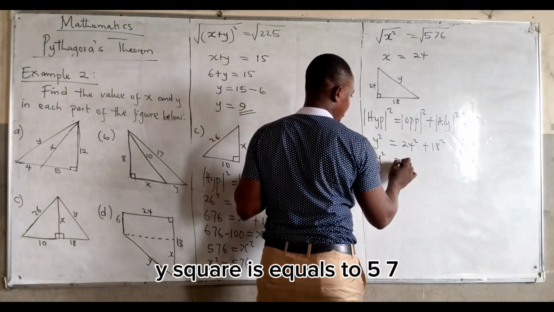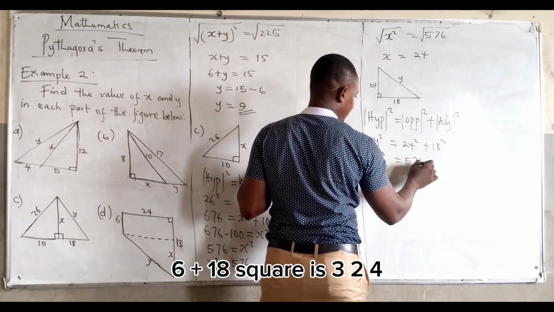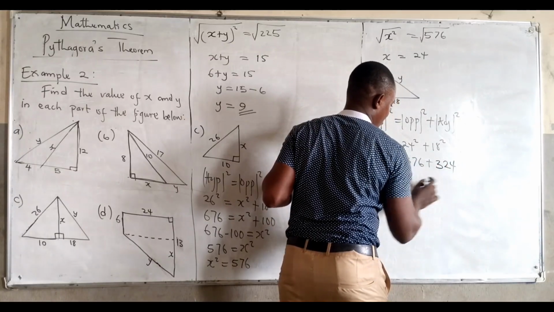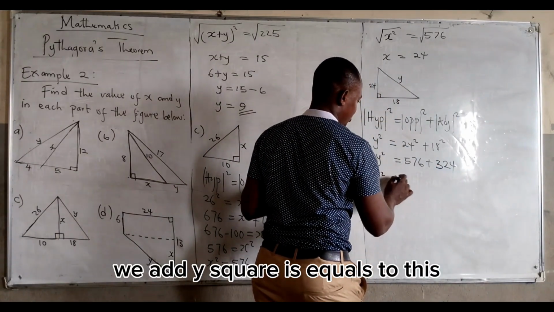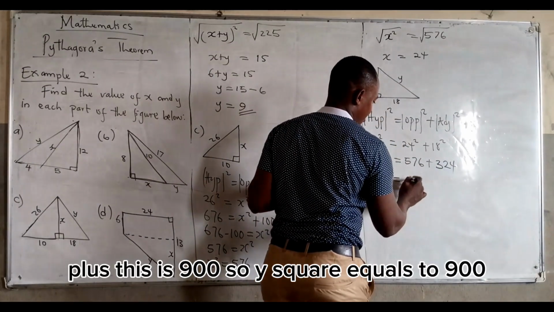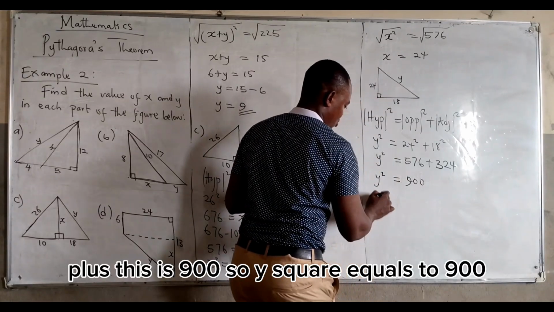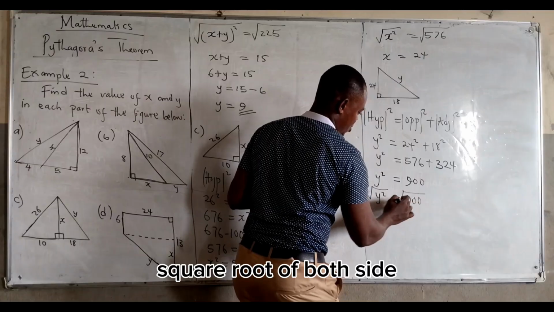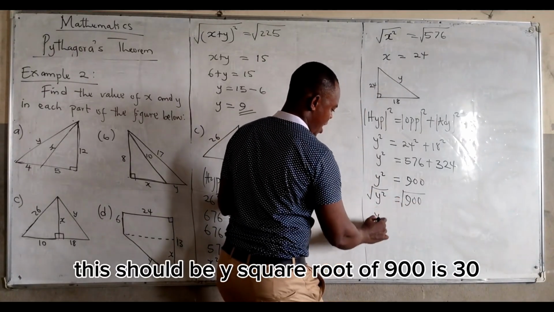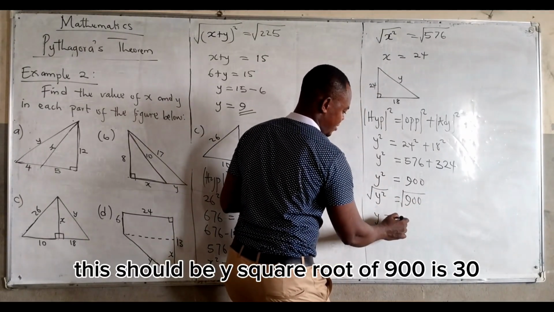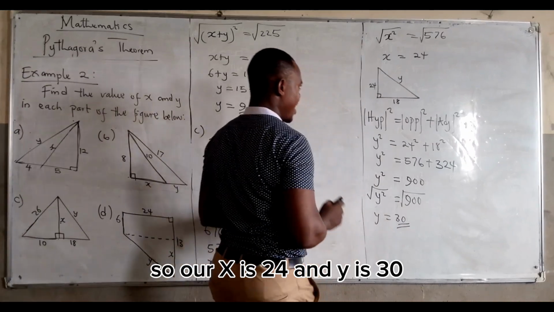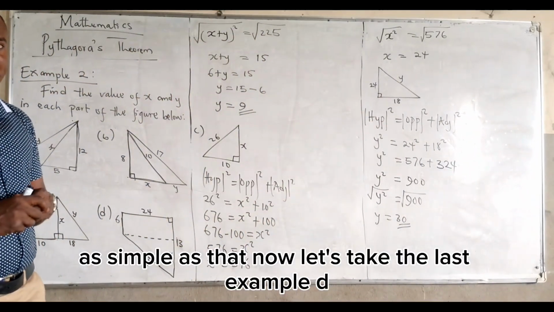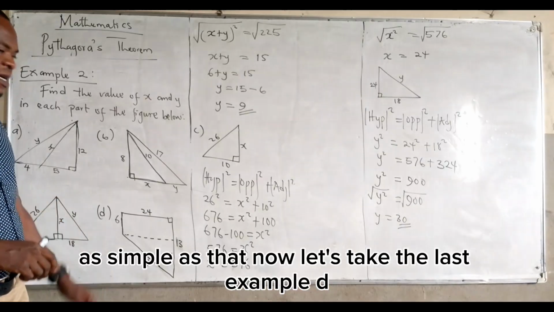Y square is equal to 576 plus 18 square, which is 324. We add, y square is equal to this plus this, which is 900. So y square is equal to 900. Square root of both sides, this will be y. Square root of 900 is 30. So our x is 24 and y is 30. As simple as that. Now let's take the last example, D.